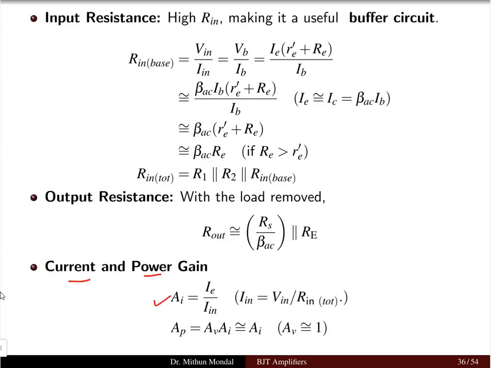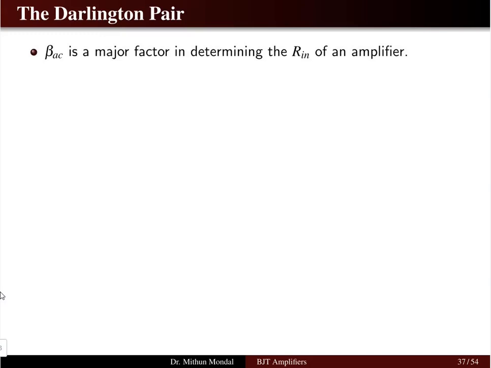Current gain is basically the output current, which is the emitter current, divided by the input current, which is taken at the base. So it is equal to V in by R in total. So the power gain is the product of voltage gain and current gain. Voltage gain is approximately equal to 1, so we can say that power gain is nothing but the current gain itself. One important type of circuit in amplifiers is basically the Darlington pair.